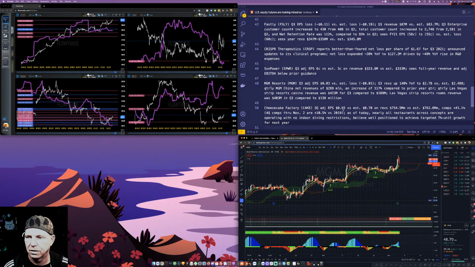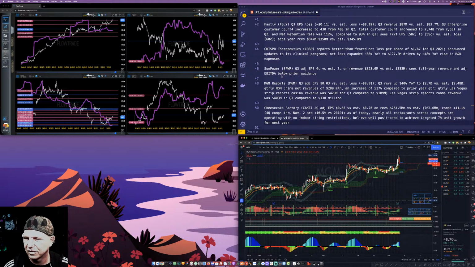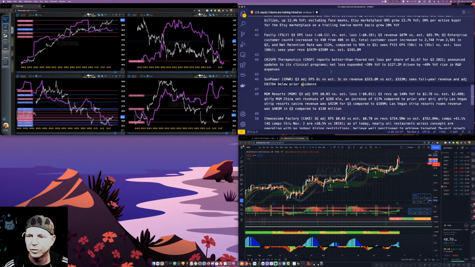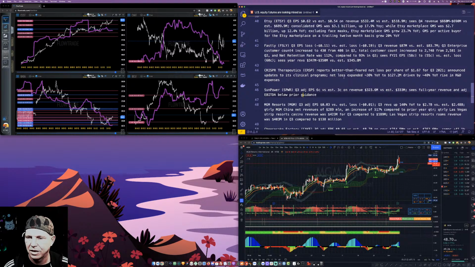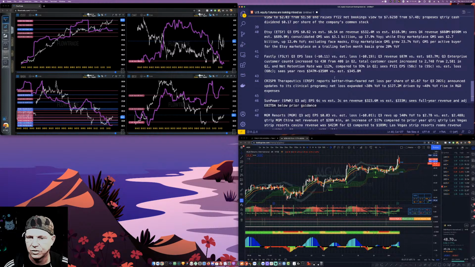SunPower, SPWR, let's see, they blew out their earnings. They doubled it, basically. They estimated 3 cents, came in at 6. Sees full year revenue and adjusted below prior guidance. Adjusted EBITDA, I don't know what that means. I'll have to look into it. CRISPR, CRSP, better than feared net loss, right? Announced update to its clinical program. Net loss expanded 38% year over year versus 48, which is what they're expecting.